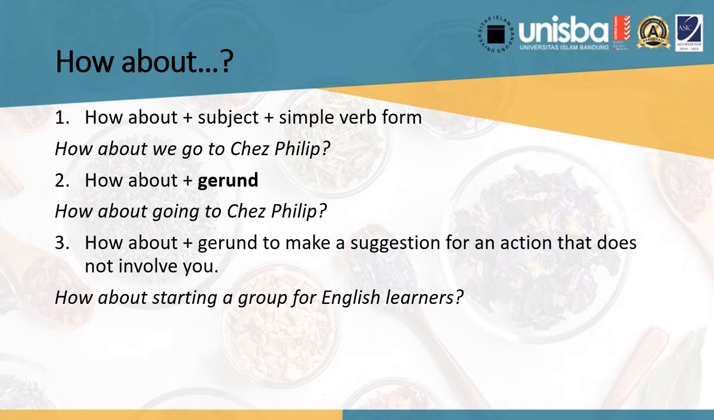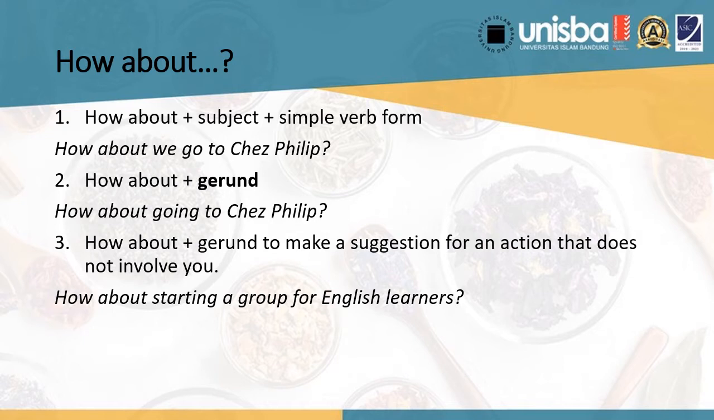So let's start from the phrase how about. Let's start by talking a little more about the phrase how about. When you ask a question using how about, you are asking someone if they agree with what you are suggesting. So there are two structures of using this phrase. The first, how about plus subject plus simple verb form.